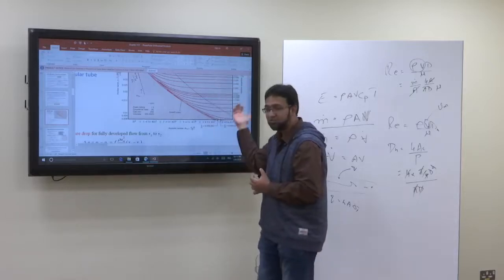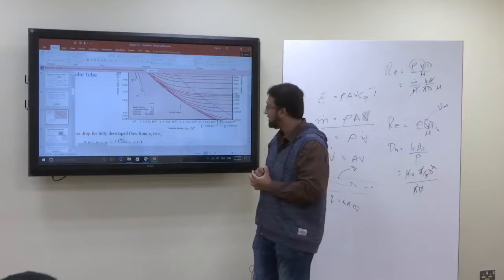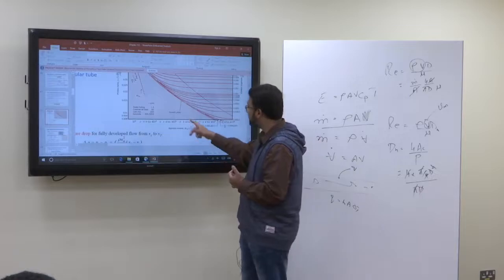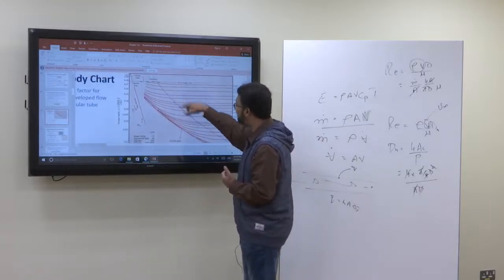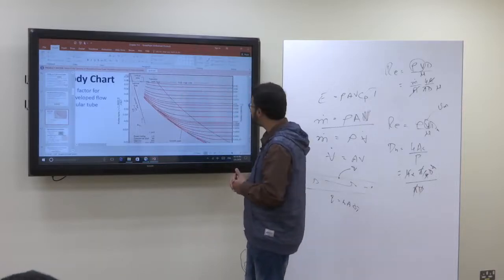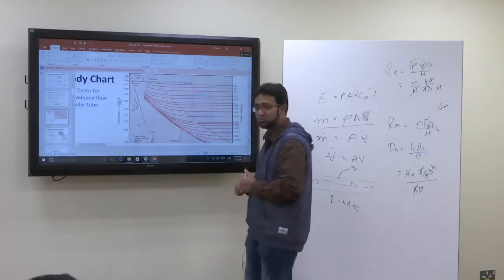So the objective of the Moody chart is that you find out the friction factor. This is the x-axis. Then you move up, and you'll find multiple lines, right? So many lines here, and these lines are for the relative roughness.